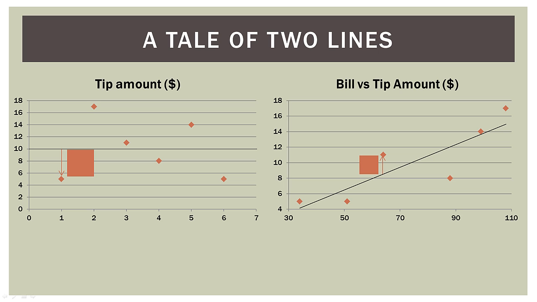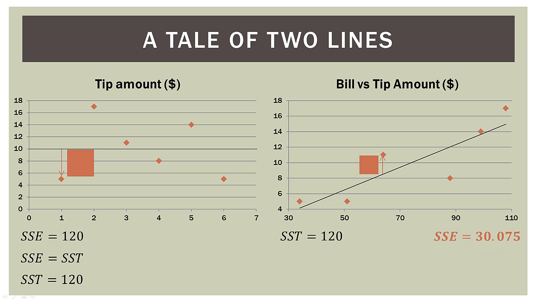So here are our two models again. The first one, our SSE, was 120, and of course the SSE and SST are the same for that model, so the SST is also 120. Now in our second regression model, our SST is still 120, but now the SSE is 30.075 because of the reduced distance between the regression line and the observed data points as compared to the one over here on the left. So doing simple subtraction, 120 minus 30.075 gives us our SSR, or sum of squares due to regression, and that's 89.925.